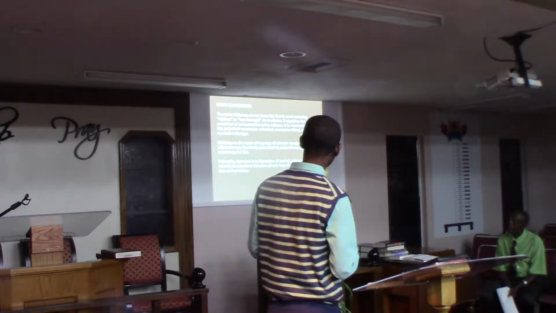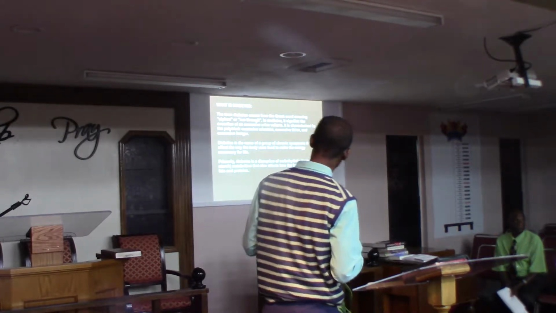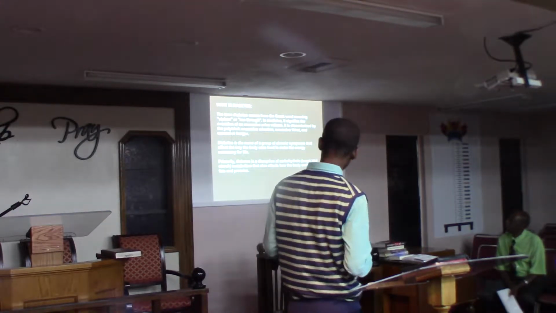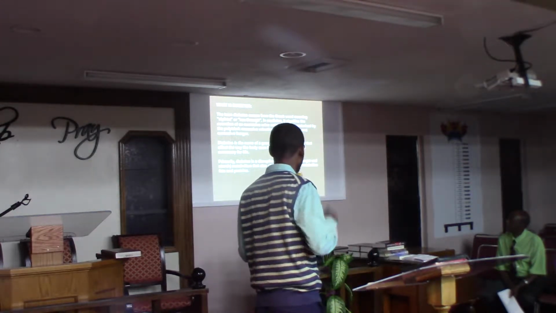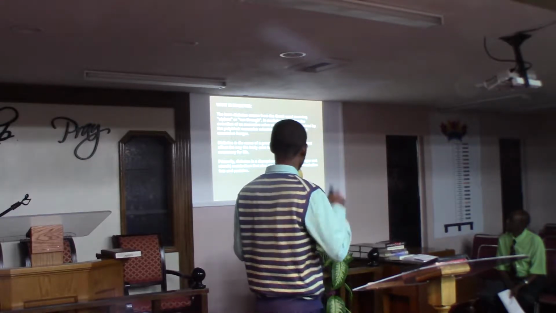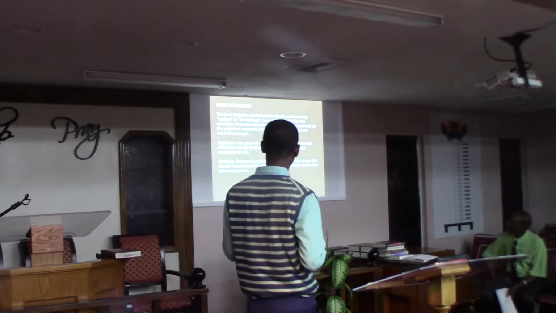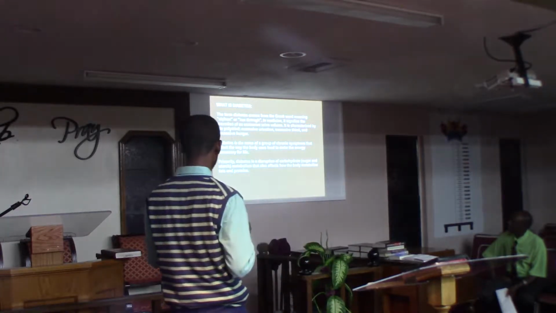So diabetes is the name of a group of chronic symptoms that affect the way the body uses food to make the energy necessary for life. Primarily, diabetes is a disruption of carbohydrate, sugar, and starch metabolism that also affects how the body metabolizes fats and proteins.